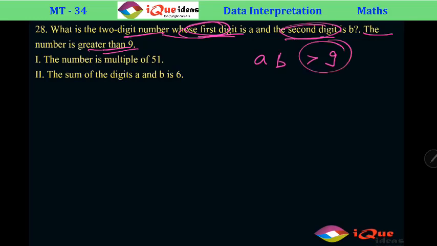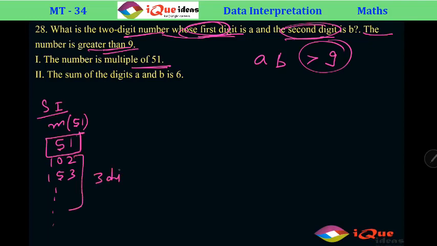Now let's look at the first statement. Statement 1 says the number is a multiple of 51. Now what are the multiples of 51? Multiples of 51 are 51, 102, 153. We don't need to go ahead because except 51, all the multiples of 51 are going to be 3-digit numbers or more. That means there is only one number which is a 2-digit number, and that is 51. So the answer will be 51.